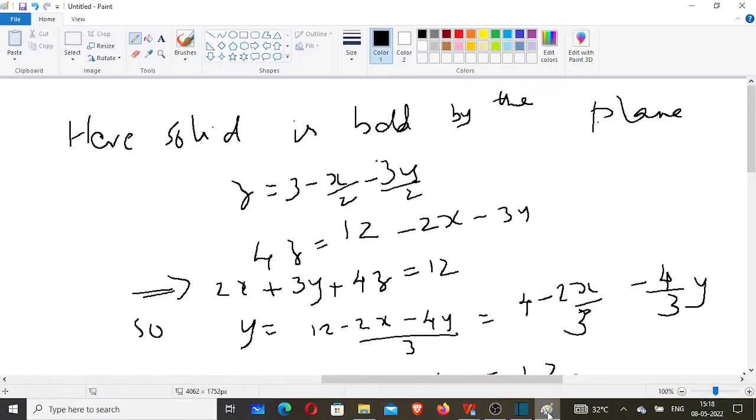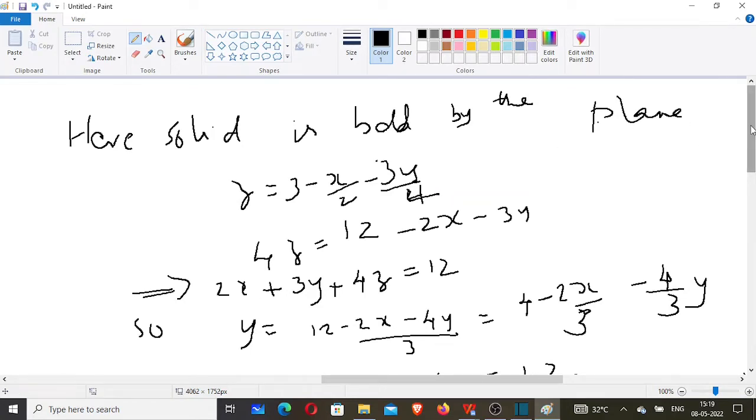Here the solid is bounded by the plane z equal to 3 minus x by 2 minus 3 by 4y. When we take the LCM, it becomes 4z equal to 12 minus 2x minus 3y. So we can write 2x plus 3y plus 4z equal to 12. So y we can write as 12 minus 2x minus 4z by 3, which is equal to 4 minus 2 by 3x minus 4 by 3z.